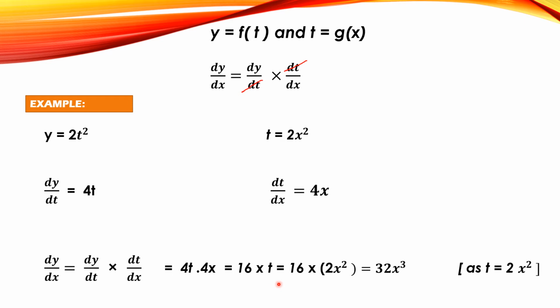Now see, the answer is in terms of t. We want to eliminate t from here. We want the answer to be in terms of x only. So the value of t is 2x square, which was very well mentioned here in the question. t is equal to 2x square. Kindly put the value of t from here in this equation. So you will get 16x multiplied by 2x square. Multiply them, you will get 32x cube. So this is the answer. Very simple.